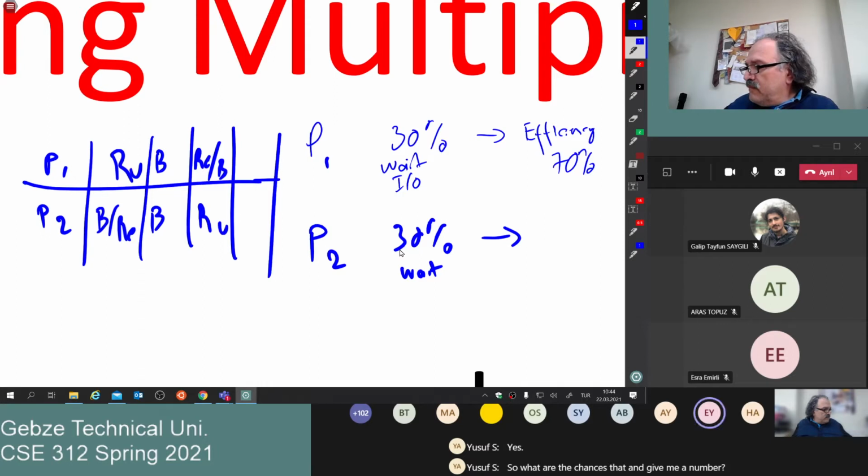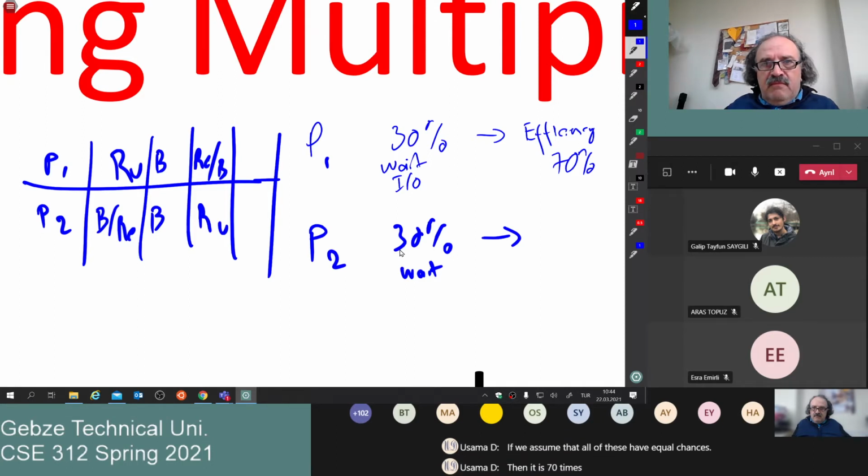If we assume that all of these have equal chances, then it is 70 times 1 over 5. Where did you get the 5? Running block, running ready, blocked blocked, ready running, blocked running. Well, you cannot assume that each one has the same chance. I gave you the number here.